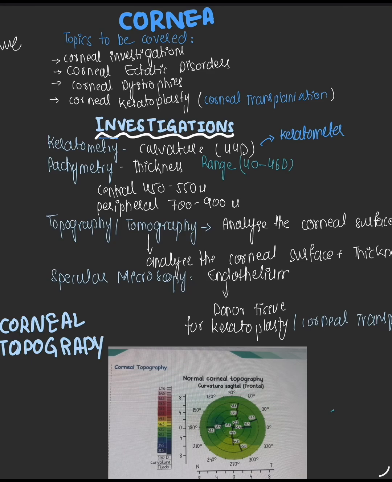Corneal investigations. The first is the keratometry. Keratometry is done to evaluate the curvature of the cornea, and it is represented in dioptric power. The normal dioptric power of the cornea ranges between 40 to 46, and it is done by the keratometer. If the cornea has more curvature, the dioptric power will be more, but if the cornea is flattened, the dioptric power will be less.